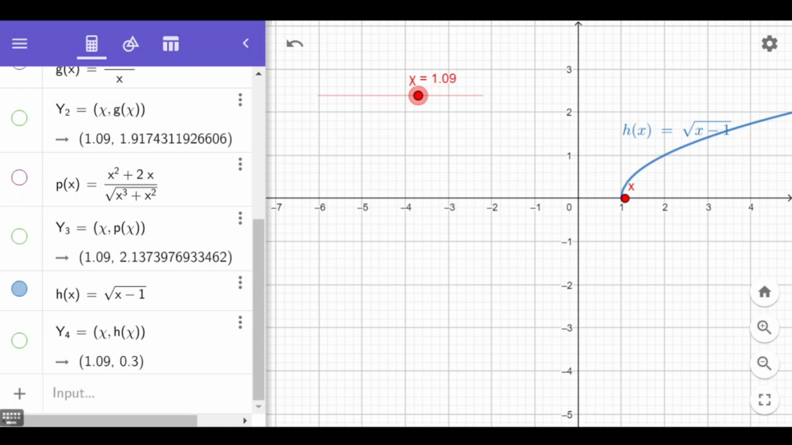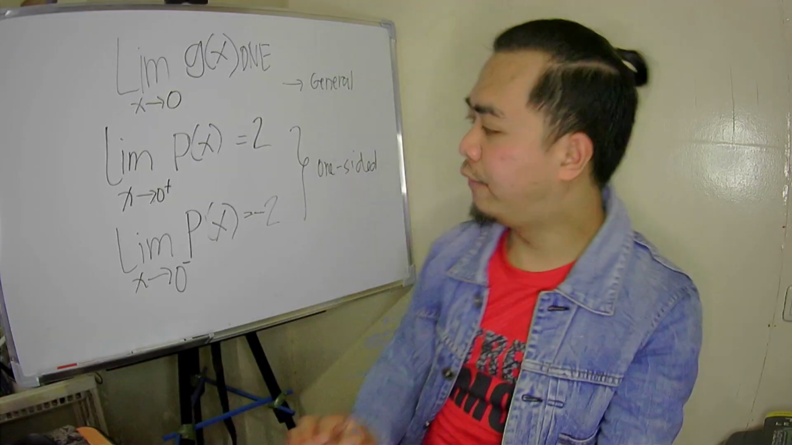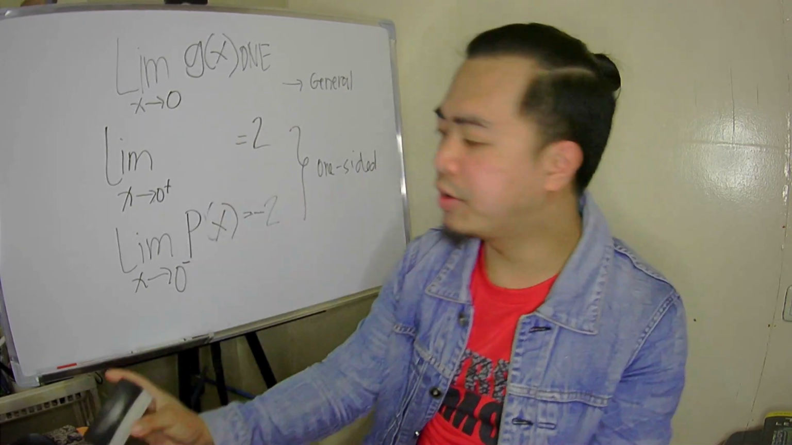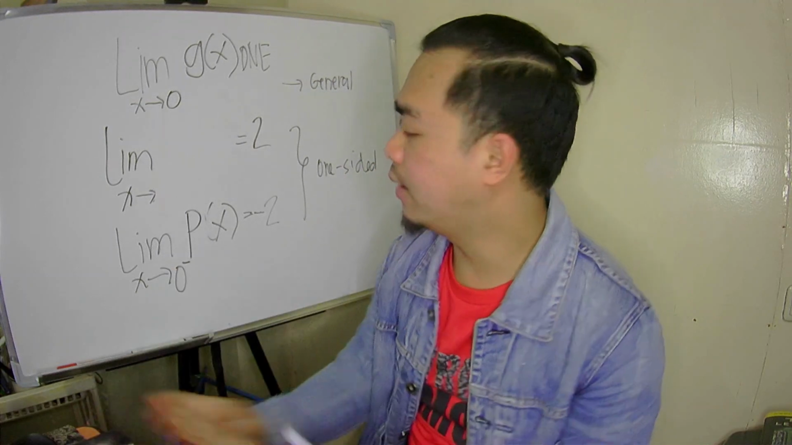What is that? Ano ba yun? Yung ina-approach ng function nito? Anyone? 0. It is approaching, h of x is approaching 0 if x approaches 1. So, ipalitan natin yun.